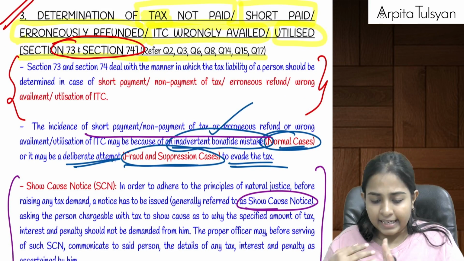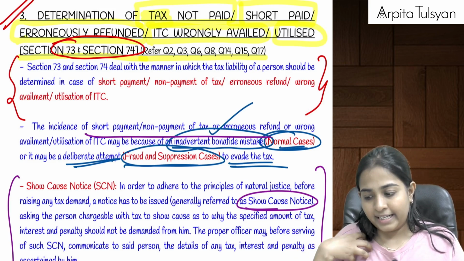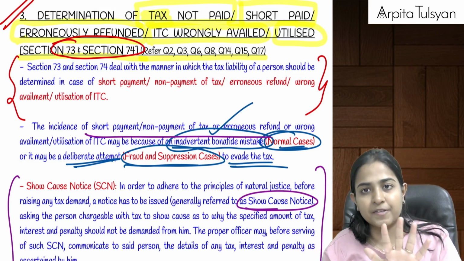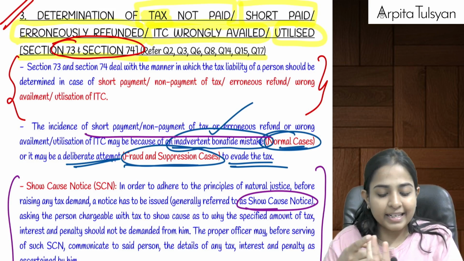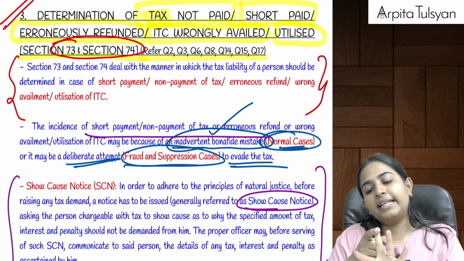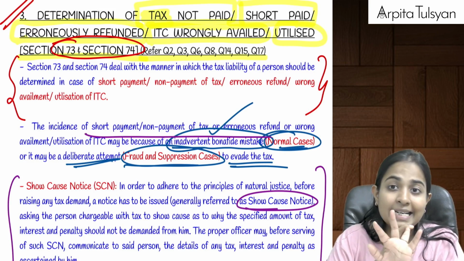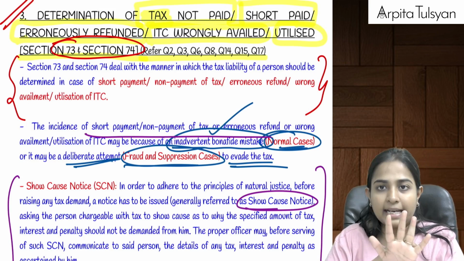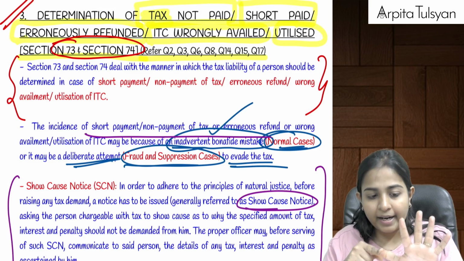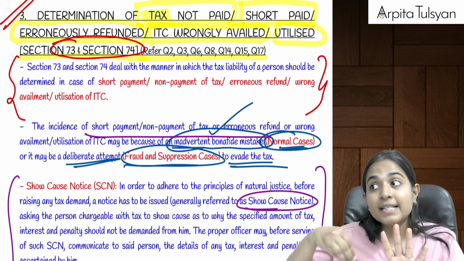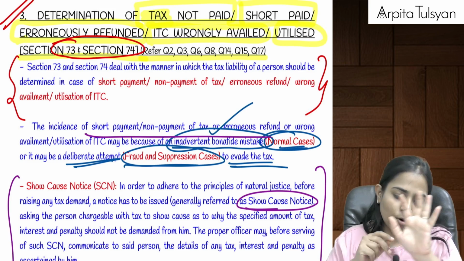Now here they are telling us that whenever there is any tax liability in respect of a person in 5 circumstances, that is whenever there is a short payment of tax, whenever there is non-payment of tax, whenever there is any erroneous refund, or whenever there is any ITC wrongly availed or ITC wrongly utilized. I am repeating this because this is very, very important in the chapter. Tax short paid, tax non-paid, erroneous refund given by the department to you, ITC wrongly availed and ITC wrongly utilized.